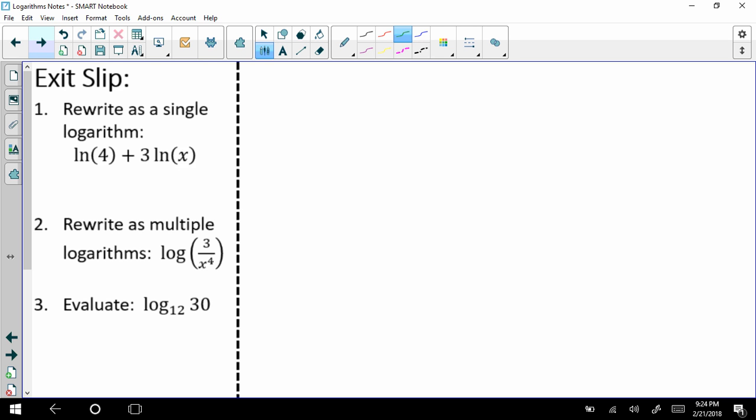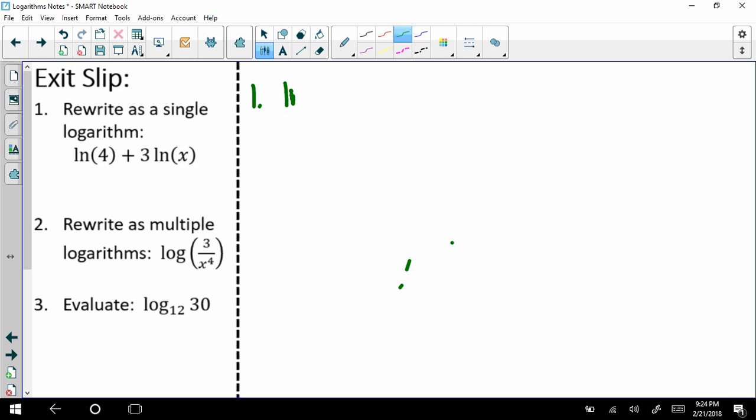Okay, so try these 3 problems. Number 1, you're taking that and making it a single logarithm. Number 2, you're taking that single logarithm and writing it out into multiple logarithms. And then number 3, you're evaluating. So pause, try those 3 problems, and then unpause to check your answers.